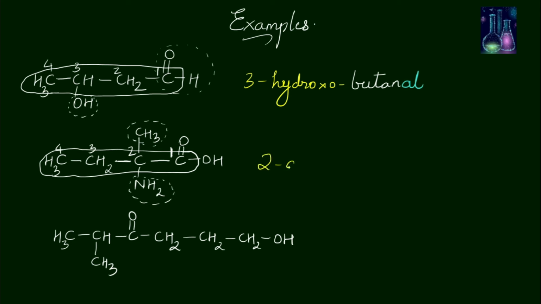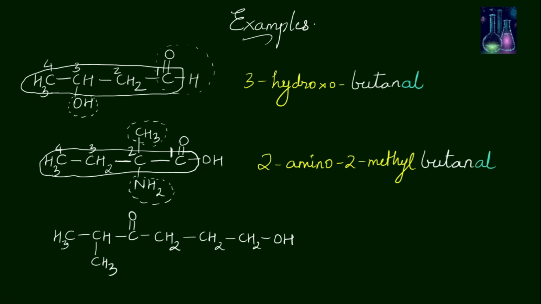2 amino, hyphen 2 methyl, 4 carbons, therefore it is but, ane, but the E is replaced by al. So the name of the molecule is 2 amino 2 methyl butanal.